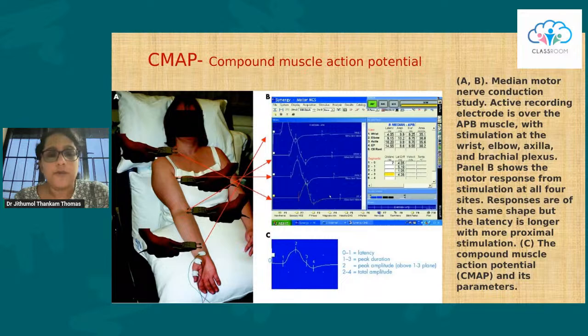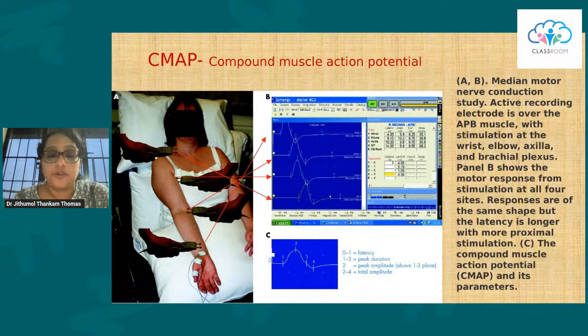Now, in a nerve conduction study, what you do is basically on one of the muscles, you can see there in the picture, we are doing a median motor nerve conduction study. Here you can see that the recording electrodes are placed over the APB muscle on the right hand. So there you can see an active electrode as well as a reference electrode and a ground electrode. Now, devices are used to stimulate the nerve at various points. So you stimulate the nerve either at the wrist, at the elbow or the brachial plexus, or at the axilla. So whenever you stimulate the nerve, the recording electrodes on the APB will pick up that activity.